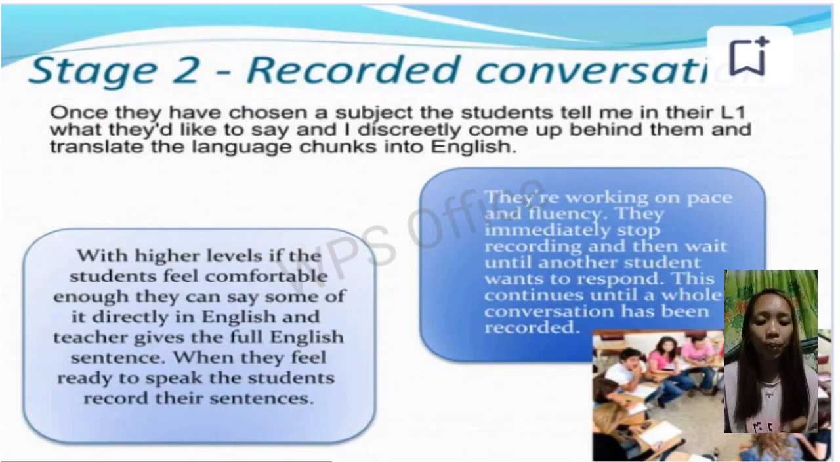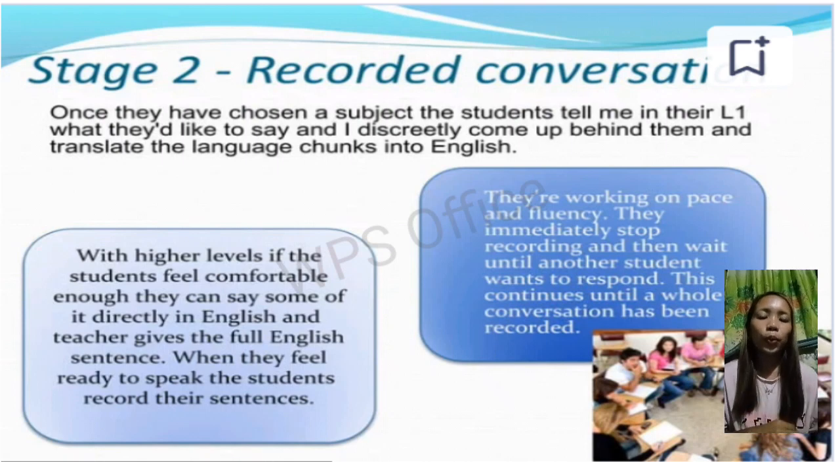When they feel ready to speak, the students record their sentences. In stage 2, the recorded conversation, the students are allowed to speak in English if they are comfortable, but the teacher will translate it into a full English sentence, and after that the students will speak the whole sentence, and it is recorded. So they are working on pace and fluency. They immediately stop recording and then wait until another student wants to respond. This continues until a whole conversation has been recorded.